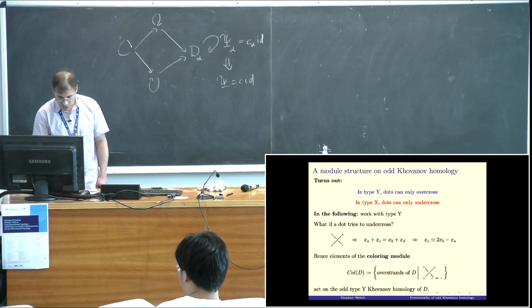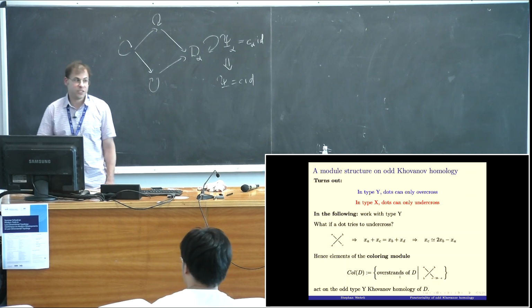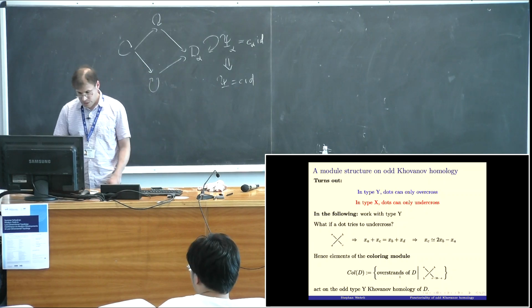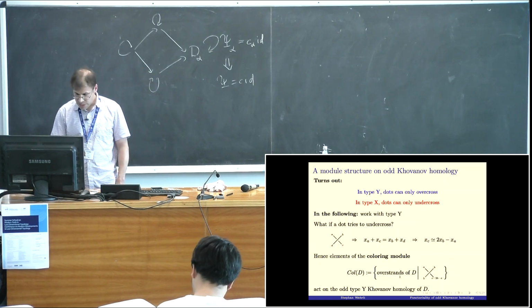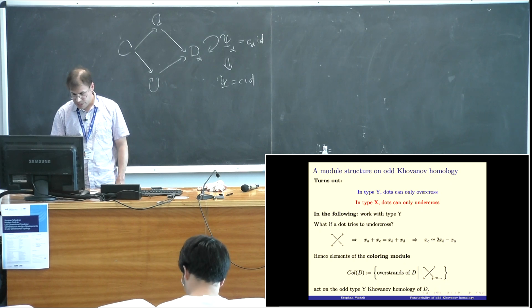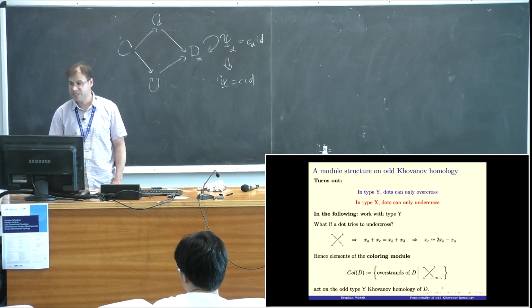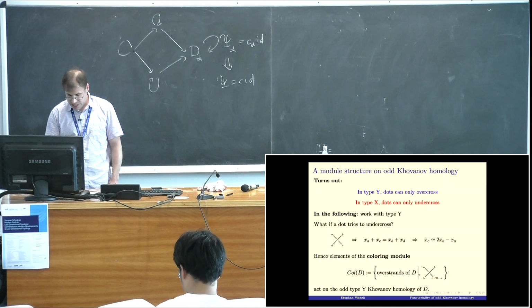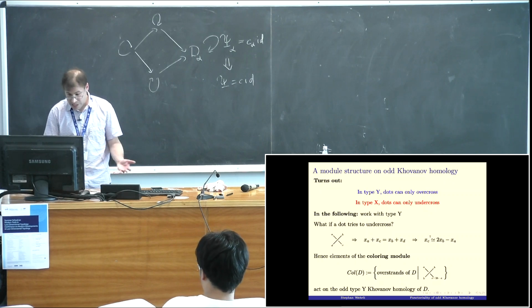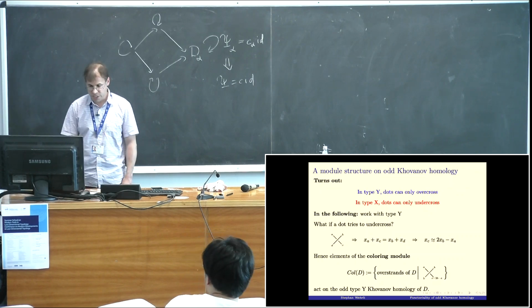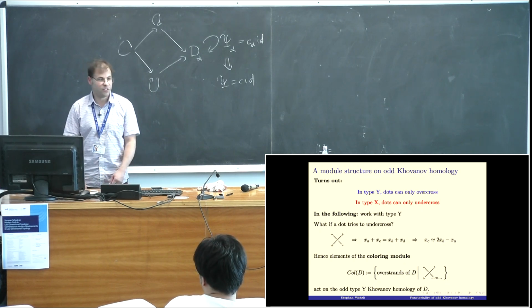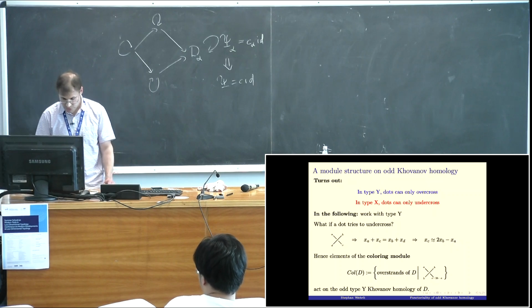So what's the coloring module? It's just the free abelian group formally generated by all overstrands, and so kind of all arcs and all overstrands in the diagram. And for each crossing, you get such a relation. So here, the generator C is equal to 2 times generator B minus generator A. And so the point is now, because this relation is exactly the same as the relation satisfied by the dot chain maps, we see that elements of the coloring module act on type Y odd Khovanov homology by dot maps, or linear combinations of dot maps.